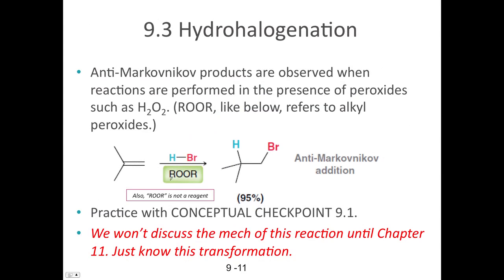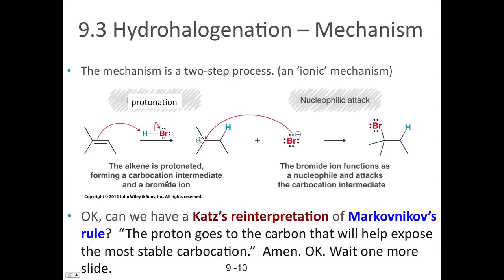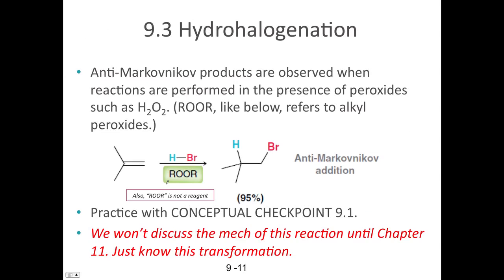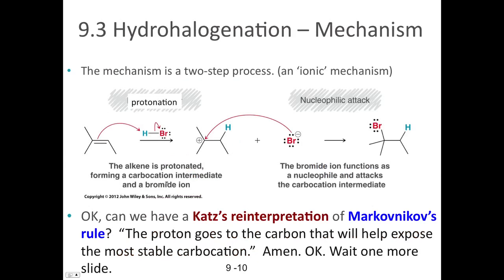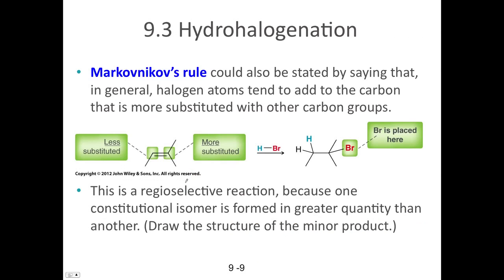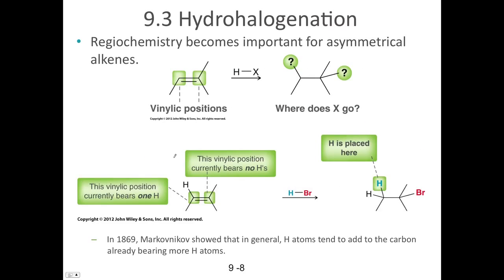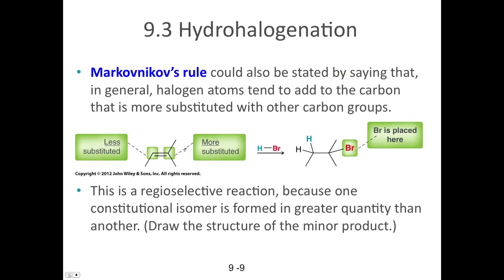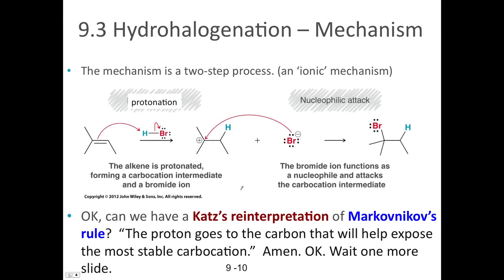Okay. So now we've learned about, let me just go back here. So this is Markovnikov's rule. This is Markovnikov's rule. And so this will show you that the hydrogen will go generally to the least substituted carbon and the bromide will go to the more substituted carbon. So now we know that process.